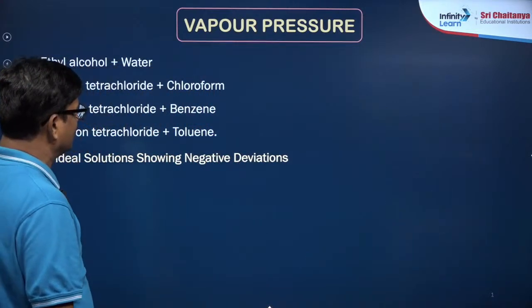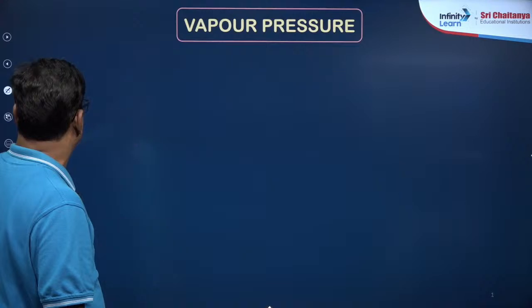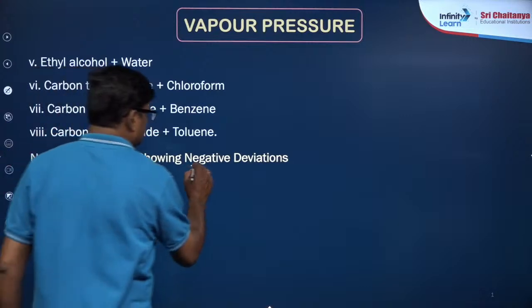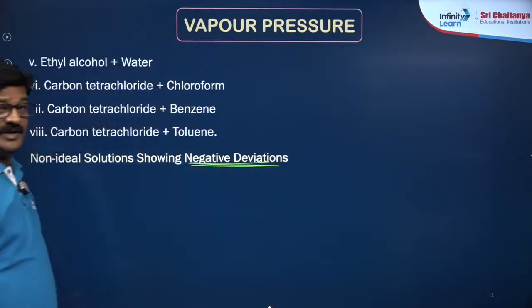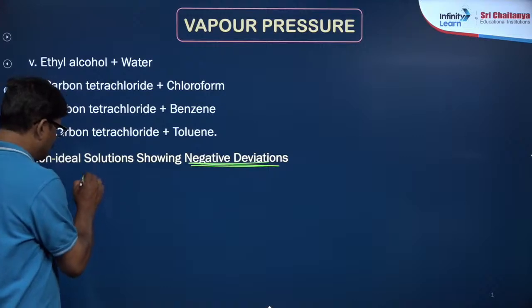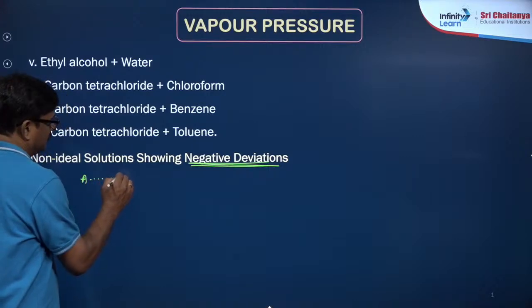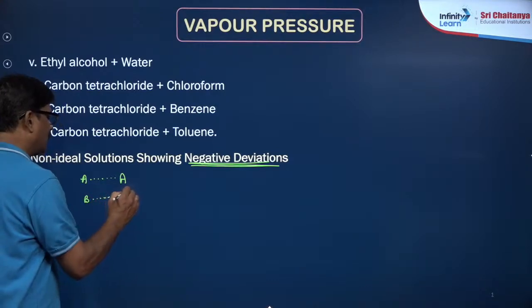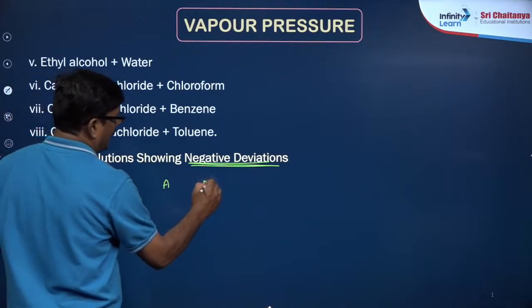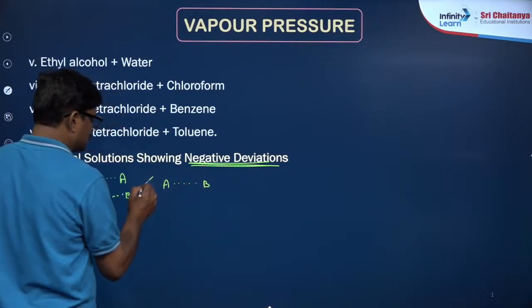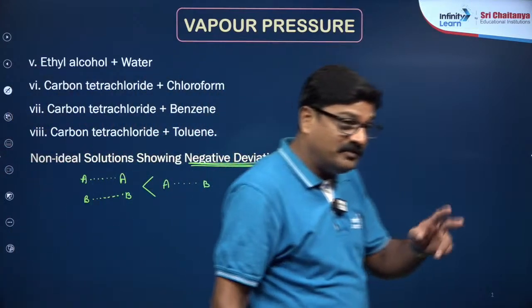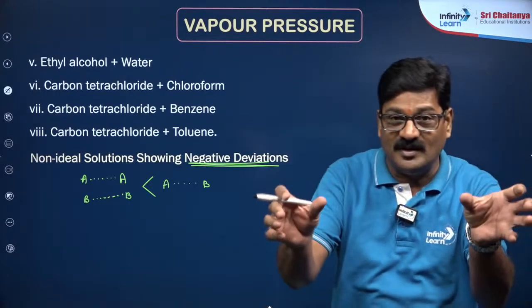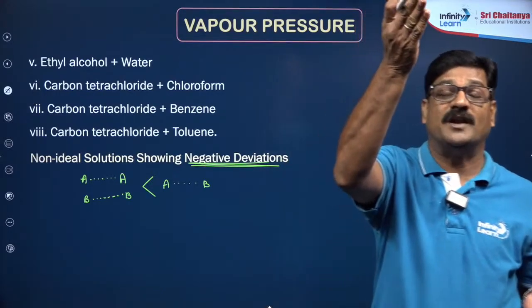So here is the negative deviation. What is happening in negative deviation? Between A and B, the intermolecular force is greater. So when A and B are mixed, the intermolecular forces increase.